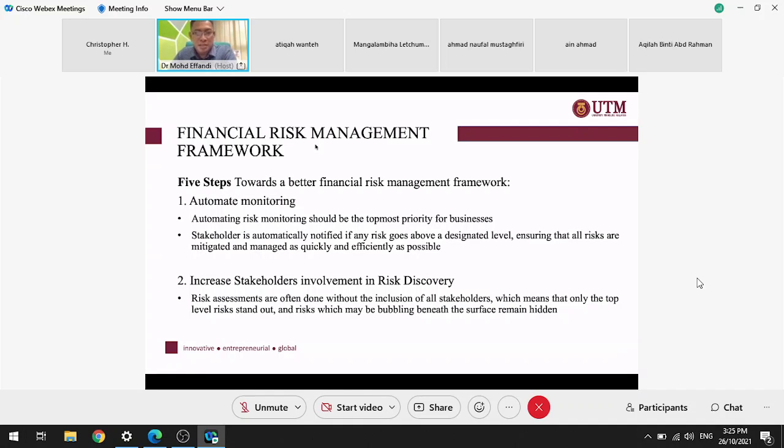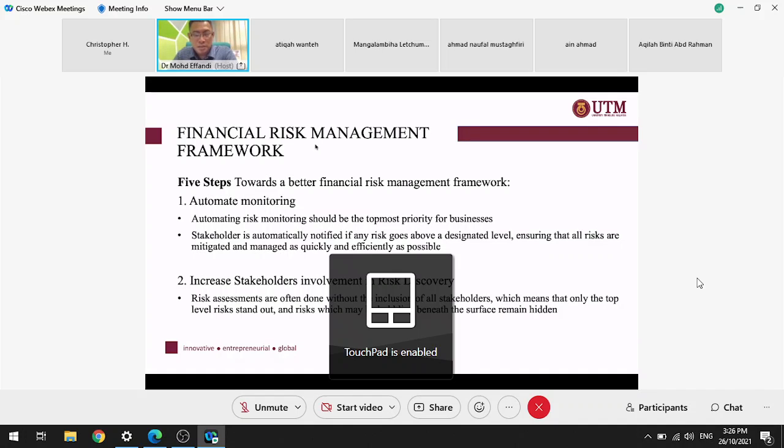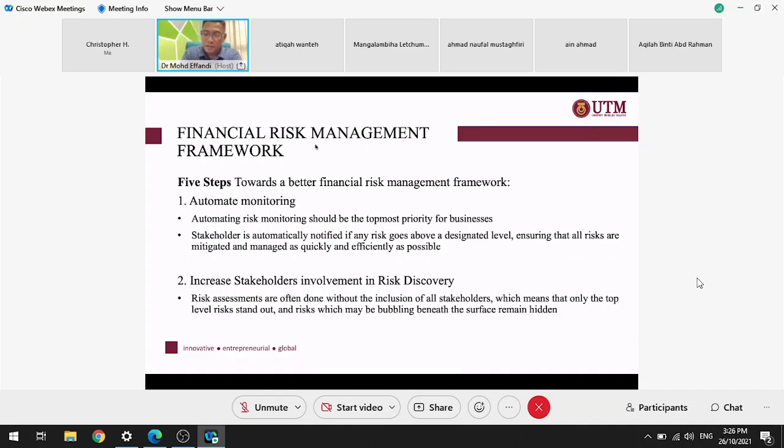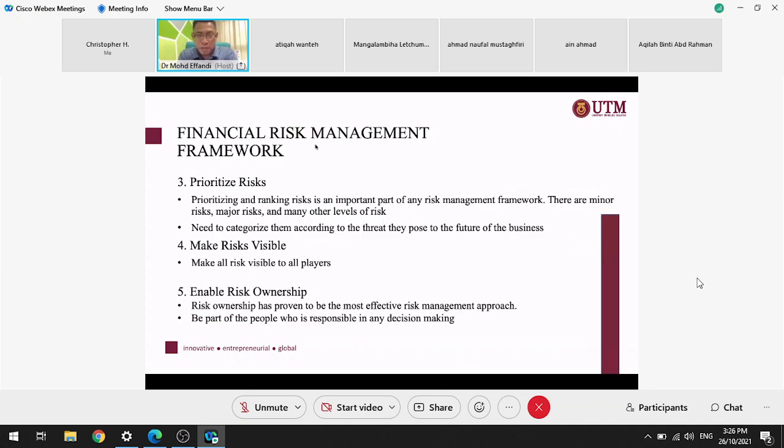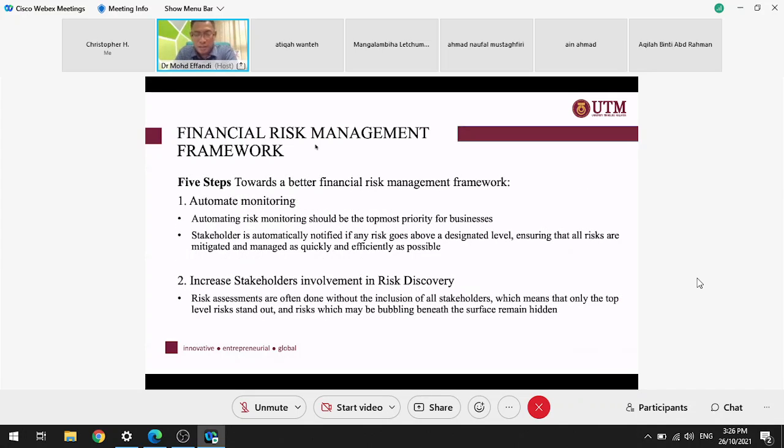So, financial risk management framework. Okay, we're going to discuss a little bit on the financial risk management framework. Basically there are 5 steps when it comes to the framework, after identifying the risk. The first step towards better financial risk management is automated monitoring. That's how we want to overcome this. The idea to overcome the risk that you have already identified is by implementing automated monitoring.